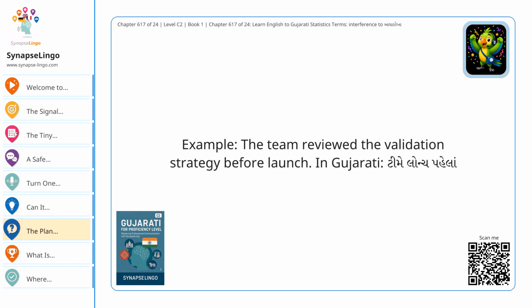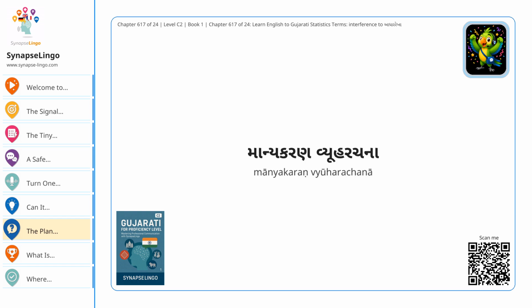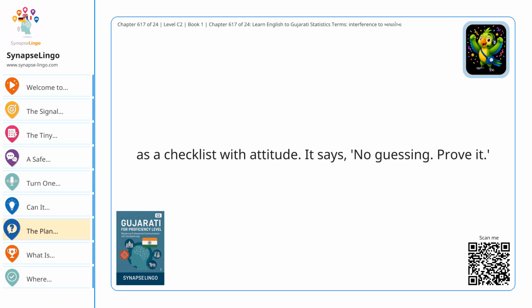Example. The team reviewed the validation strategy before launch. In Gujarati, time lanka pahelam मान्यकरण व्यूहरचना. Ni samiksa carry. Think of मान्यकरण व्यूहरचना as a checklist with attitude. It says, no guessing. Prove it.